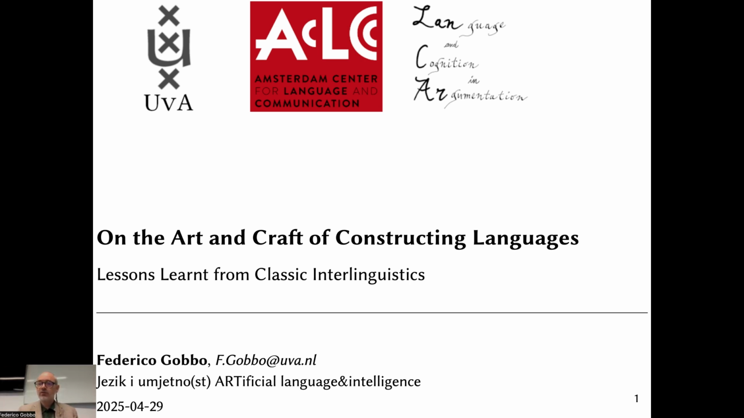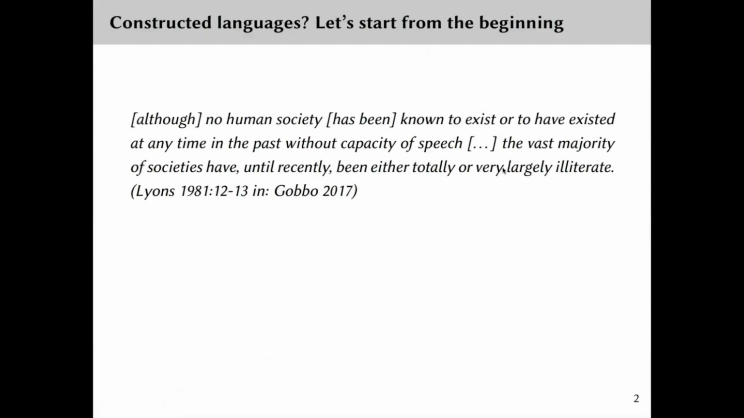So without further ado, I will start now, and then you will have space for questions, comments, remarks, and so on. What are constructed languages? What are we talking about? So constructed languages are languages that are made up in writing. Until recent times, as a classic by John Lyons, Introduction of Interlinguistics book declares, which I already referred to in a paper in 2017, most of the societies were illiterate. So languages were only spoken.